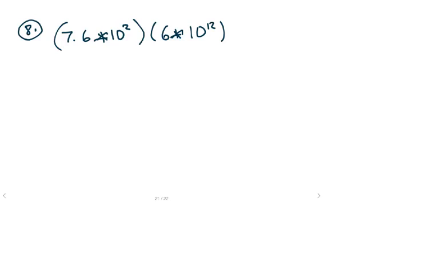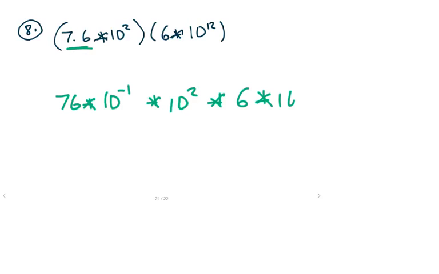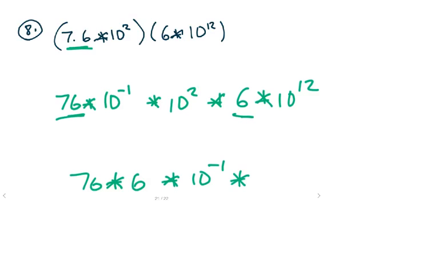Alright, let's look at this one here. So same deal, 7.6 is going to be 76 times 10 to the negative 1 times 10 squared times 6 times 10 to the 12. I'm going to put these two together, 76 times 6, and then we'll put the 10s together, 10 to the negative 1 times 10 squared times 10 to the 12. And by the way, this is totally legit because we are using the commutative rule, which means we can just rearrange the order. We'll just multiply these two together.